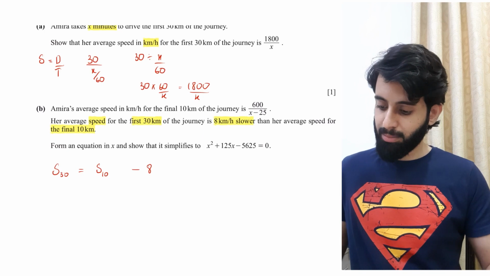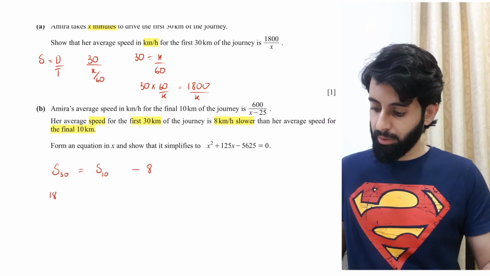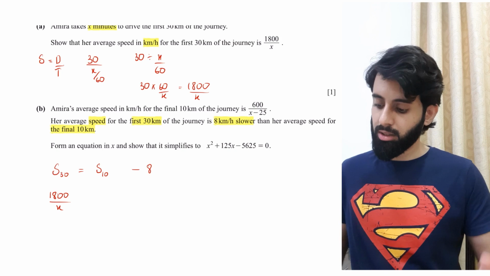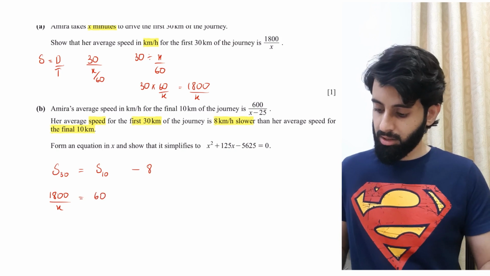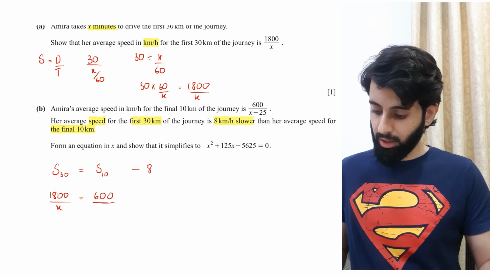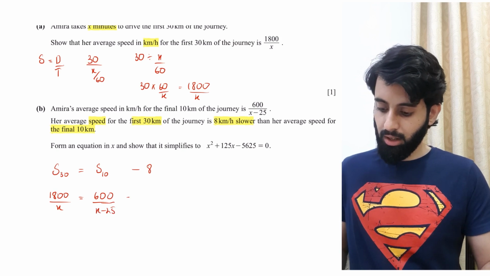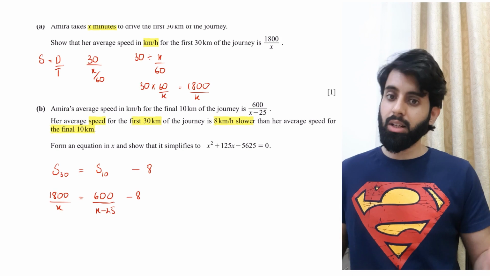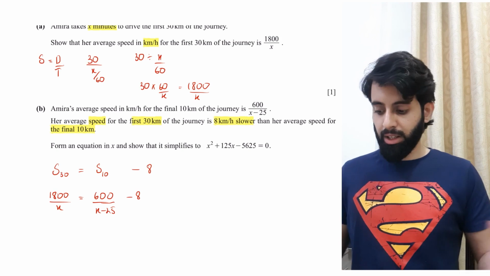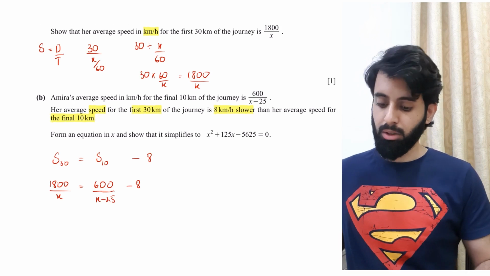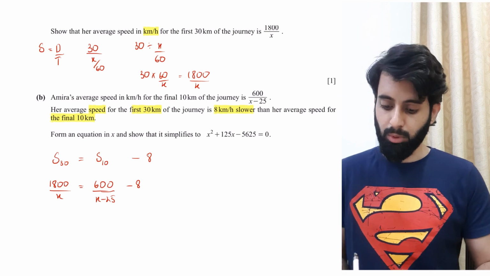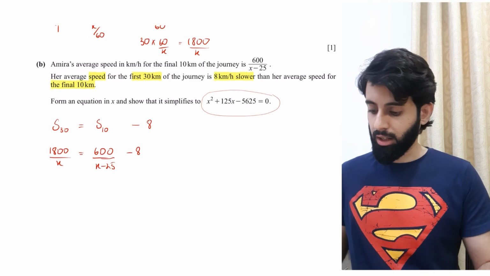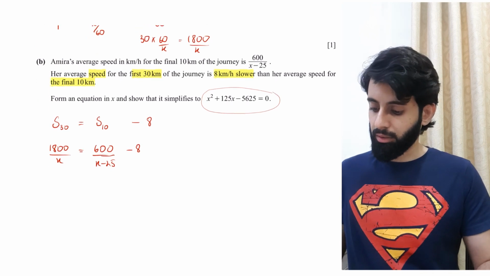Her average speed for the first 30 kilometers, we worked it out, was 1800 over X. Her average speed for the final 10 kilometers is 600 over X minus 25, and then minus 8. Now, if we've done this correctly, when we cross multiply, take out the LCM and boil it down, it should give a quadratic equation. I'm hoping that we've done this correctly.